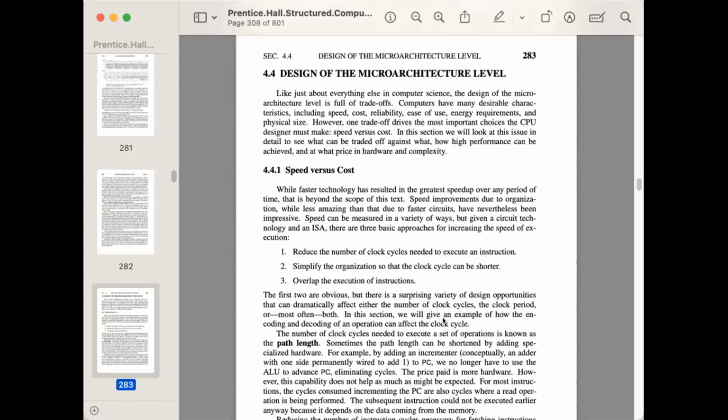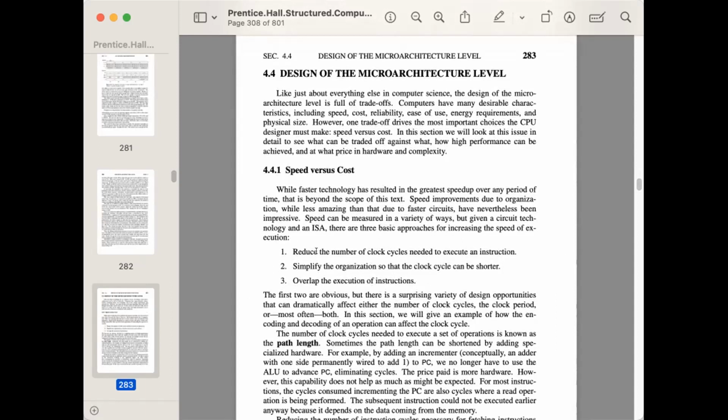When we're designing the microarchitectural level, what we always get to is the idea of speed versus cost. If you want it fast and cheap, you're not going to get it. Speed costs, in pretty much whatever you want to do in life. Speed can be a difficult thing to measure, but there are three approaches we can use to increase the speed of execution.